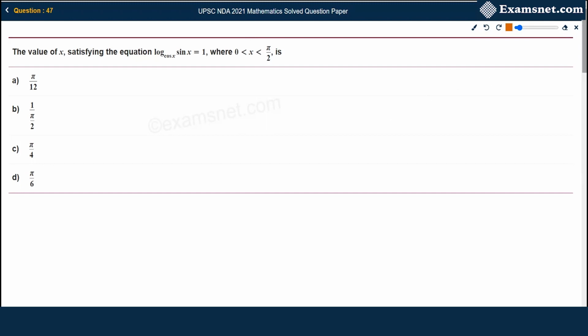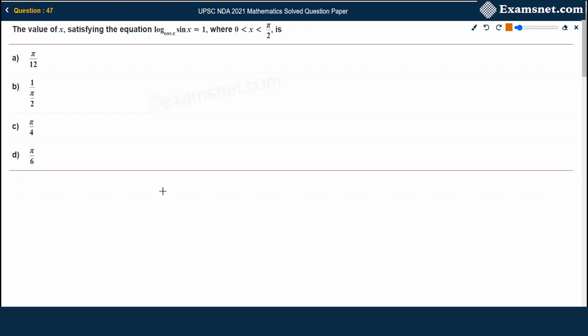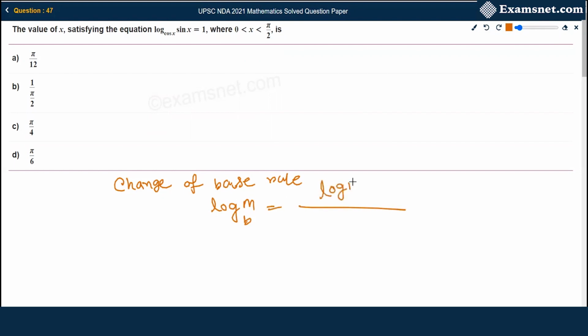Now, let me introduce you to one of the most important formulas of log, called the change of base rule. What does it state? If I write log m to the base b, that means I can write it as log m to the base e by log b to the base e. This particular formula I'm going to use.